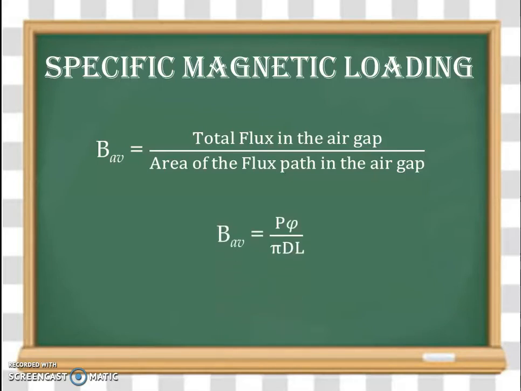It can be written as Pφ. Pφ is total magnetic loading. So P is the number of poles and φ is total flux per pole. So it is total magnetic loading divided by πD, that is our circumference at the air gap, and multiplied by gross length. So Pφ divided by πDL, and that is our specific magnetic loading.